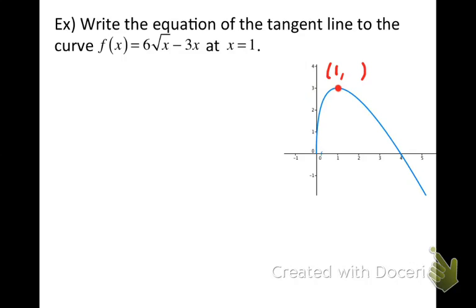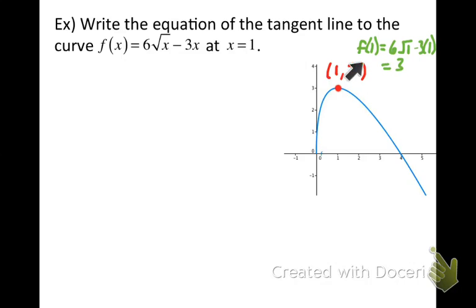And in order to figure out what the y coordinate for the tangent is, what we're going to have to do is plug in 1 into the original function. So let me do that. f of 1 will be equal to 6 times the square root of 1 minus 3 times 1. And that's just going to give us 6 minus 3, or 3. And so that's the y coordinate for our point of tangency.